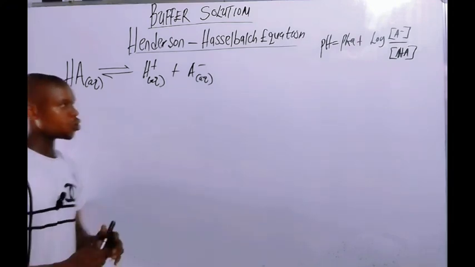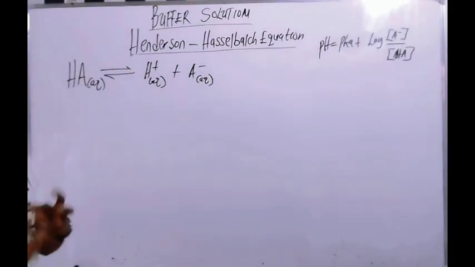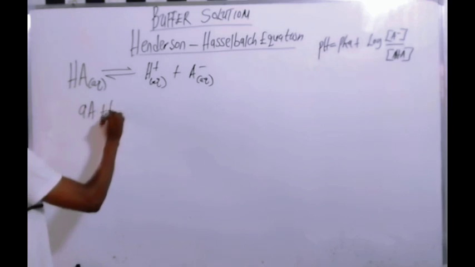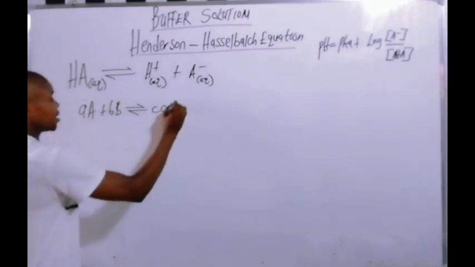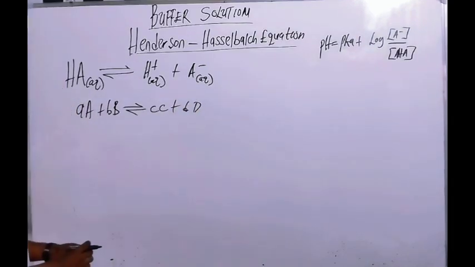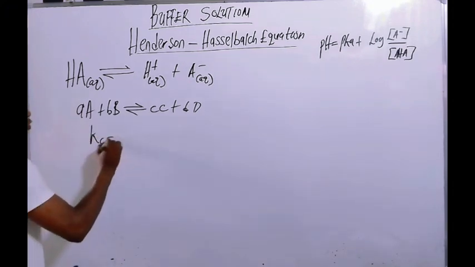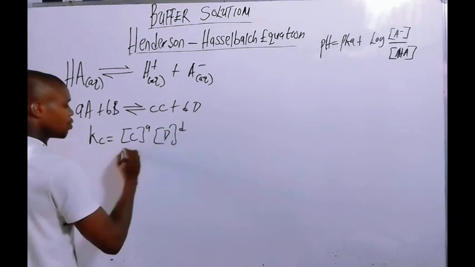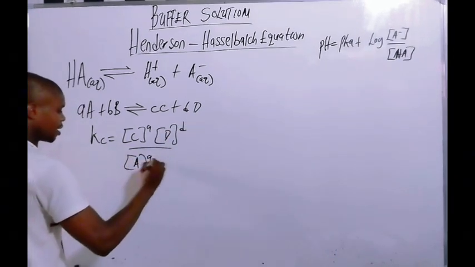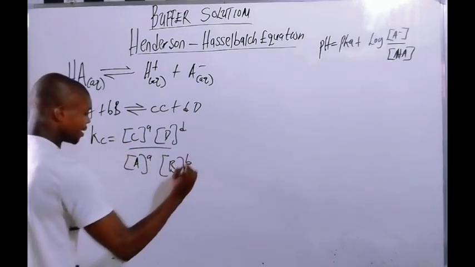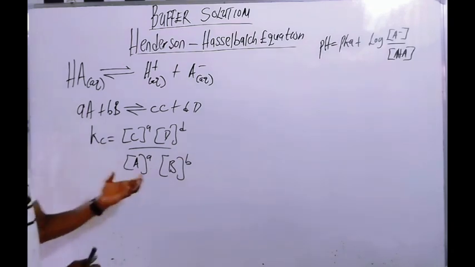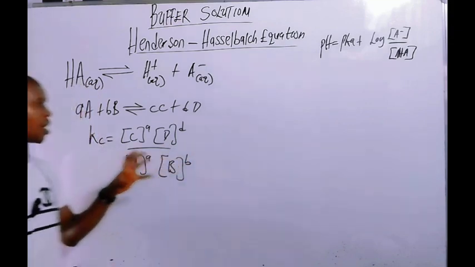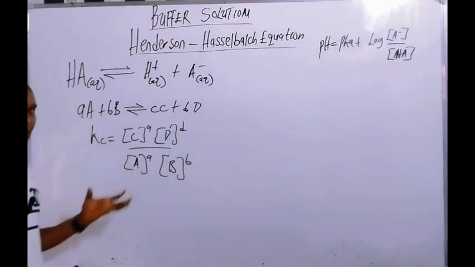Remember, in chemical equilibrium, when you have something like aA plus bB giving you cC plus dD, the law of mass action says K equals the concentration of C raised to c, times the concentration of D raised to d, over the concentration of A raised to a, times the concentration of B raised to b. This is called the law of mass action. They may ask you to state the law of mass action.